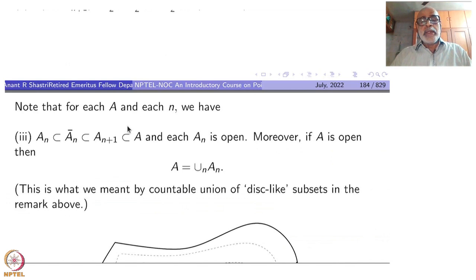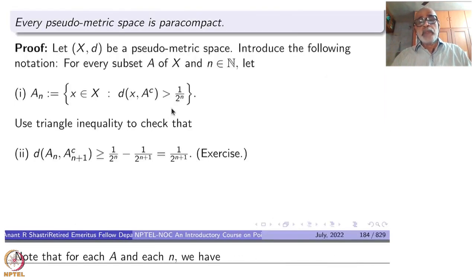Note that for each A and each n, what we have is this one. This is also easy. A_n is contained in A_n bar, that is obvious always. But A_n bar is contained inside A_{n+1}, and again A_{n+1} is contained inside A. So already we have what we wanted. Only thing is these A_n's are not compact or anything, but we have this increasing phenomenon. A_n contained inside A_n bar, contained in A_{n+1}, contained inside A, and each A_n is open. That is because of this condition, bigger than 1 by 2 power n.